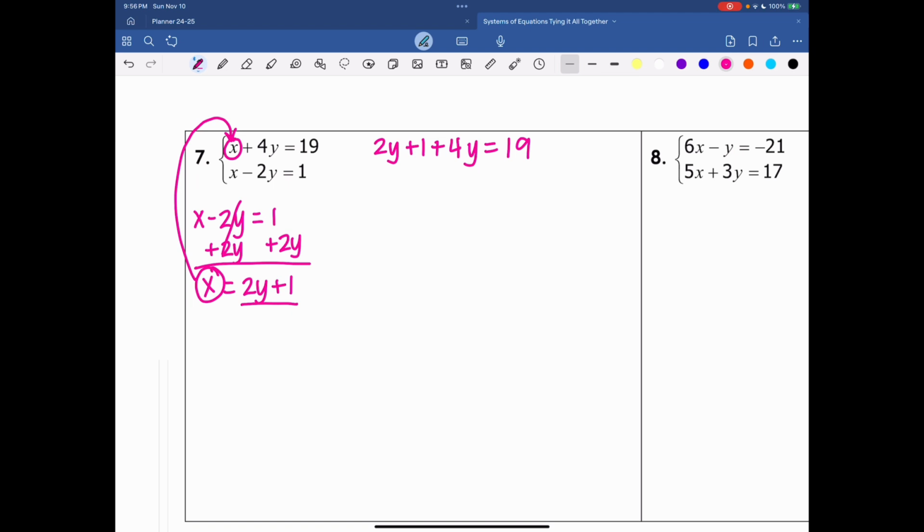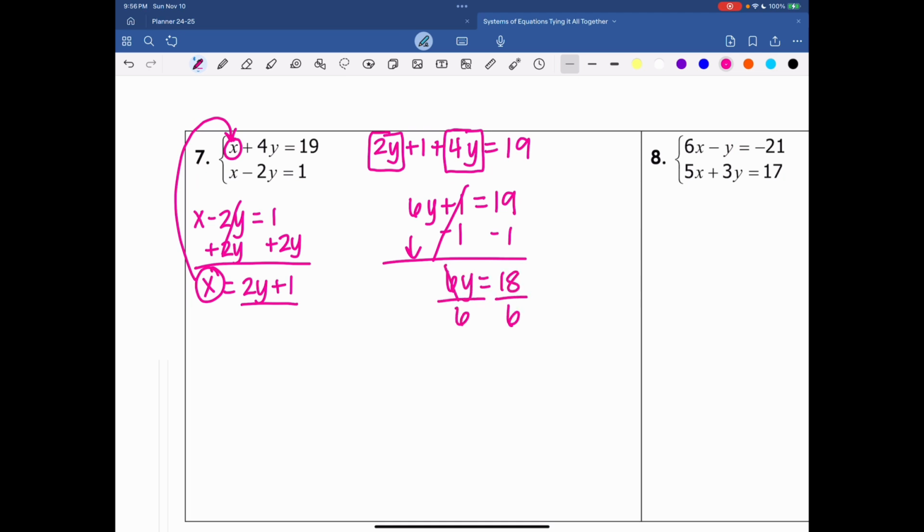Now all I have to do is solve for y. Our first step is to combine like terms, so I'm going to combine my y's together. I have 2y plus 4y, which ends up giving us 6y. I'm going to drop down that constant of plus 1, and this equals 19. My next step in solving for y is to remove the constant. Instead of adding 1, I'm going to subtract 1, and I end up with 6y equals 18. My next step is to divide both sides by 6, and I end up with y equals 3.